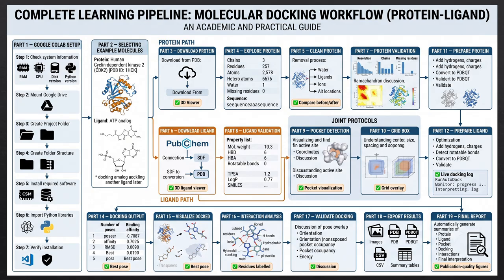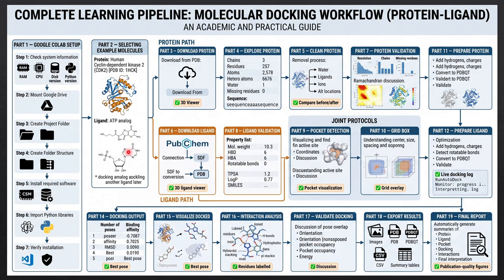In the first step, the setup will be arranged and the system information will be checked, like the disk space, RAM, CPU, and the version of Python that we are using. Then we'll connect our Google Colab to our Google Drive, where we'll create the multiple projects and folders, and the structures will be sorted. It will install the required software and verify the installations.